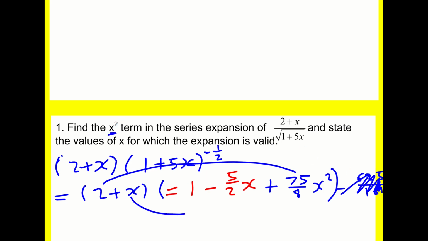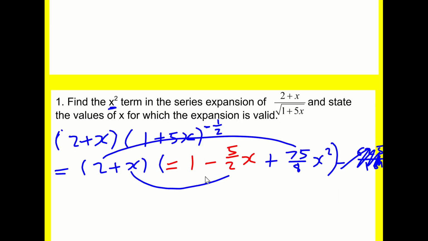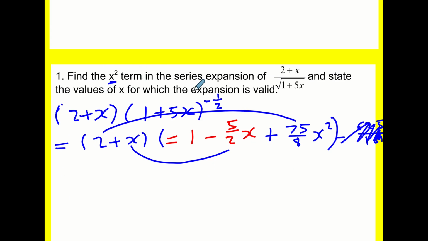Or x times minus 5 over 2x. If I times by cube terms or times other terms, I'm not going to get my x squared terms. So make sure you understand that. Think, where's the x term going to come from? Where's the constant term going to come from? And so on. And we're only interested in the x squared term here.